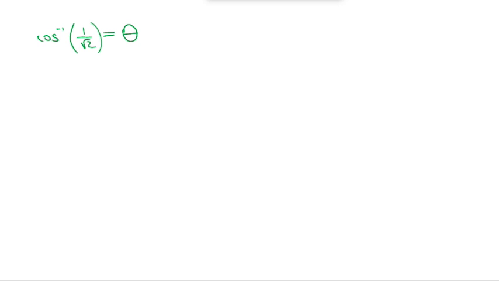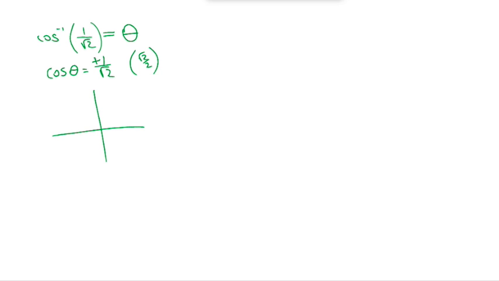So if you rewrite this, it becomes cosine of theta is equal to 1 over square root of 2, which, by the way, is the same thing as square root of 2 over 2. In case they give it to you as square root of 2 over 2, trust me, you want to write it as 1 over square root of 2. Okay, so where is the cosine positive?